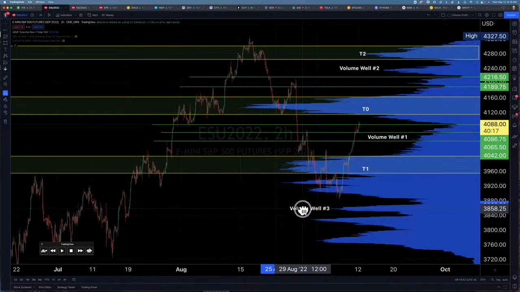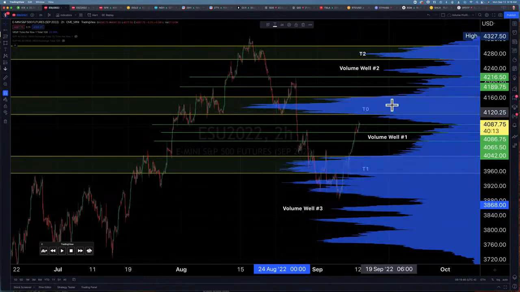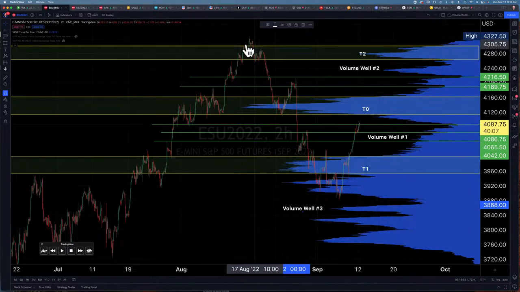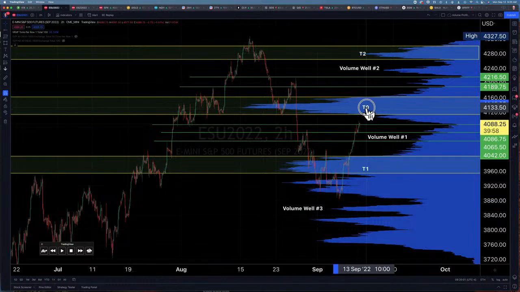I don't think we're going to get down there soon. I actually do think that we're probably, it's kind of up in the air. Are we going to go to T0? Are we going to go to T1? I don't know. Are we going to continue higher? Are we going to enter into T2? Don't know. But we'll see. We'll see how the market progresses.